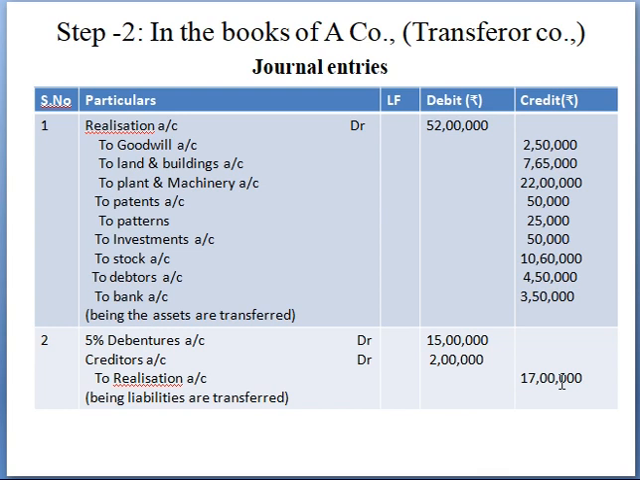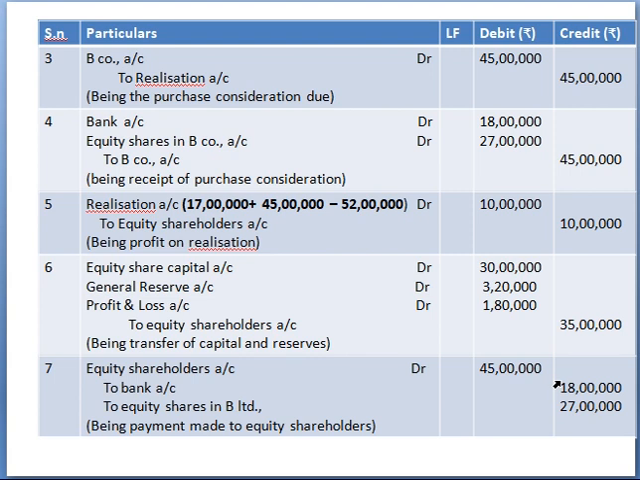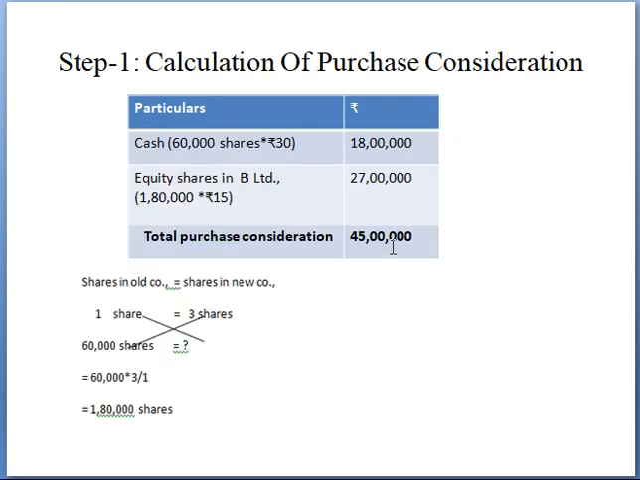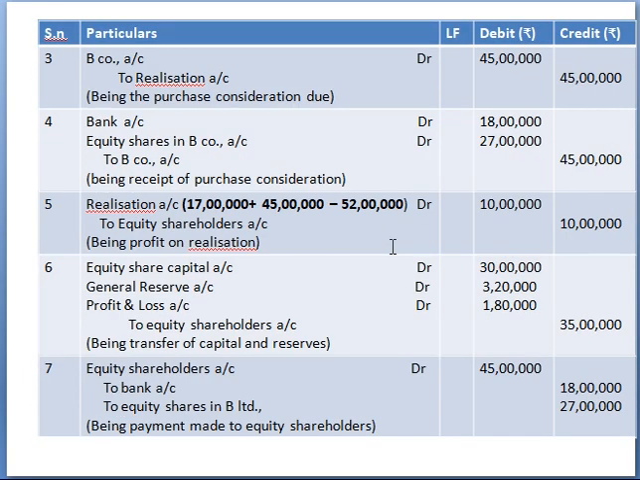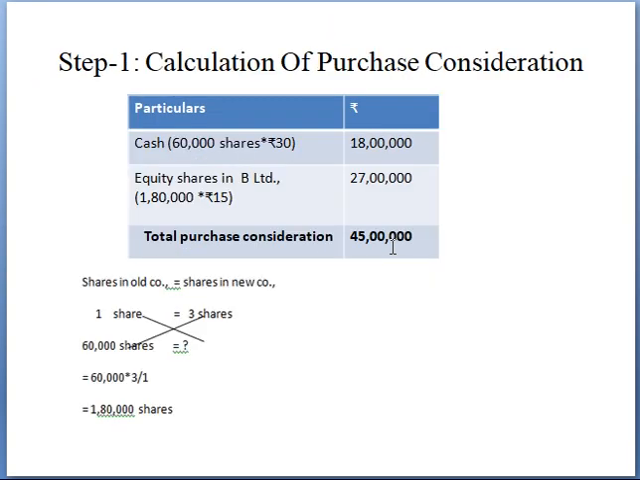And a third one is purchase consideration due. Now who pays here? It is not a payment entry, it is just the due entry. So who is paying? The purchasing company, B Company Limited. Your entry is B Company account debit to realization account. This is your purchase amount, which we have already worked out as 45 lakhs. Then the fourth one is your mode of payment. So how are these 45 lakhs paid? 45 lakhs are paid through cash and equity shares, right?